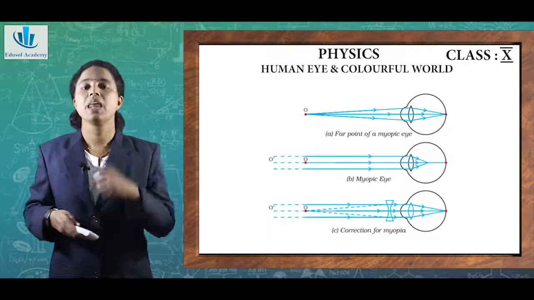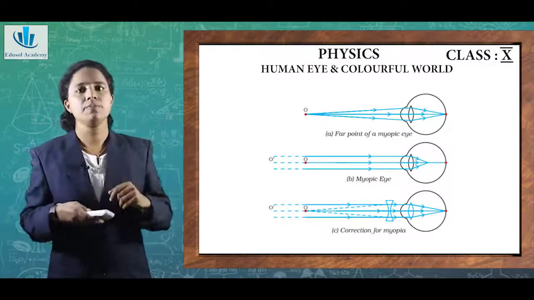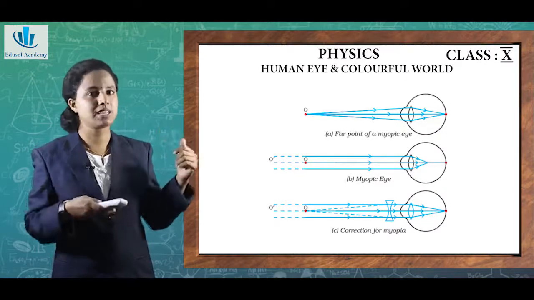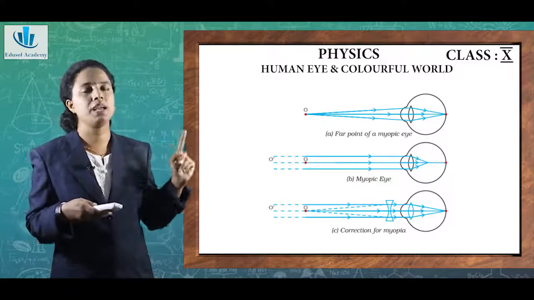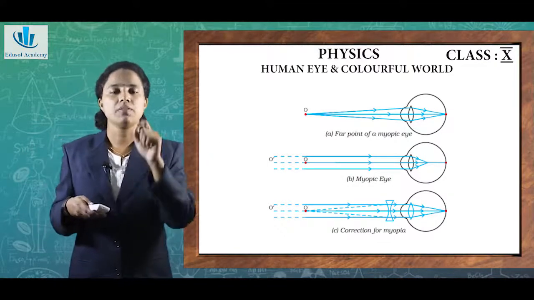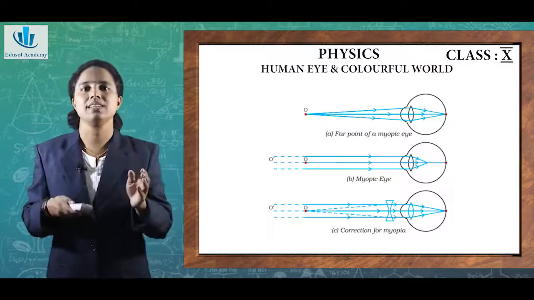Concave lenses are diverging lenses. So as you can see from the figure, we can use a concave lens, which is also a diverging lens, which can bring back the image to the retina itself. Thus, a myopic eye suffering from nearsightedness can be corrected by using a concave lens.